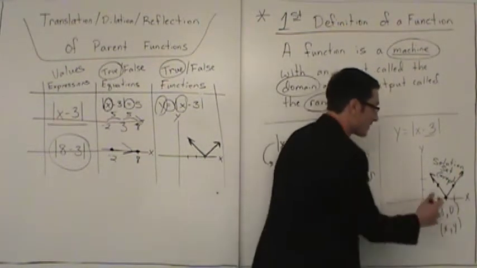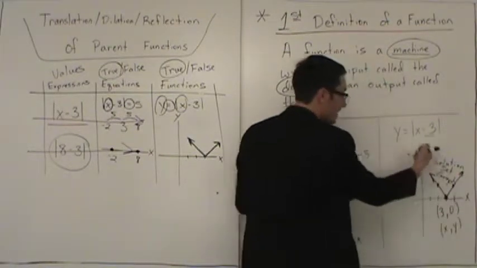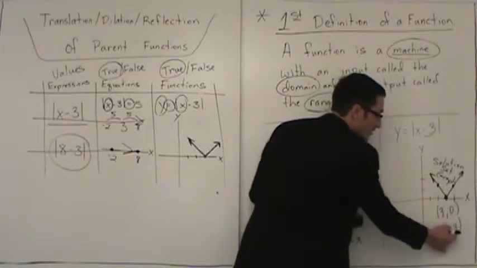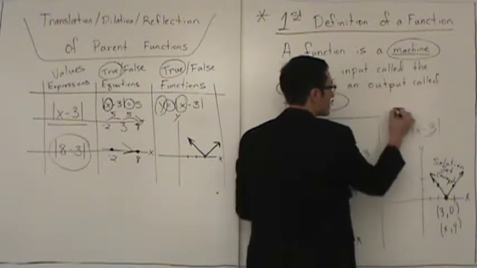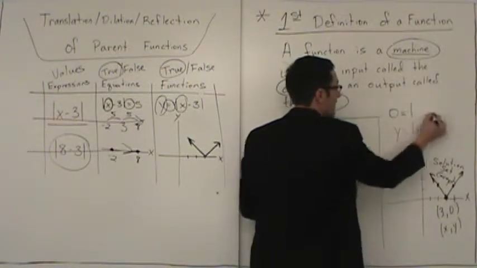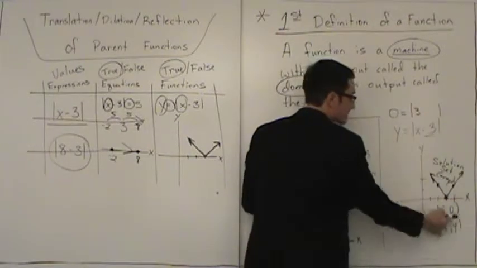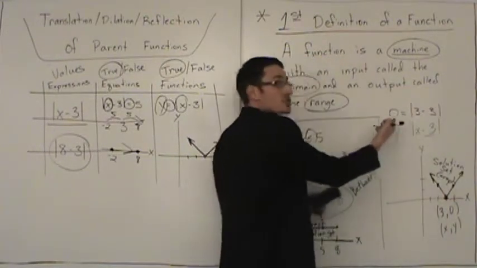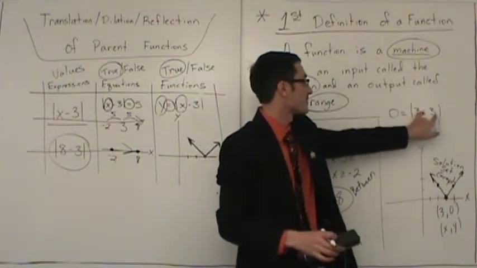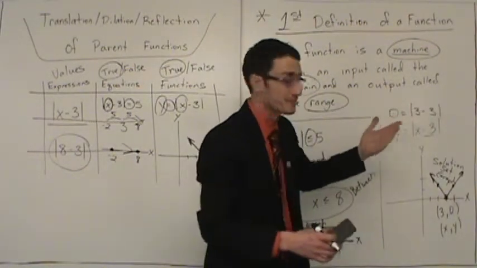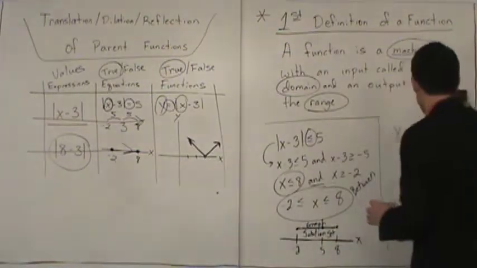So this point on the function at 3, 0, if we put it in, notice the x value is 3 and the y value is 0. So we're going to put in 0 for y. Watch, this makes it true. Put in 0 for y equals the absolute value of 3 for x minus 3. Is this true? Yes, because 0 is equal to the absolute value of 3 minus 3. 3 minus 3 is 0, absolute value of 0. This is true.